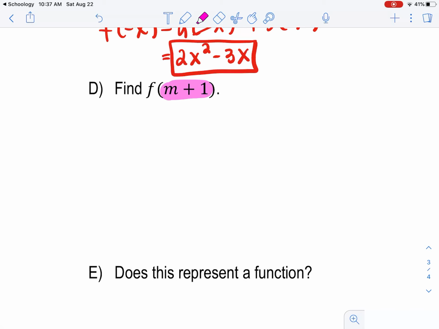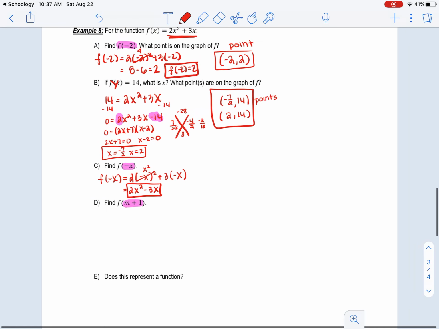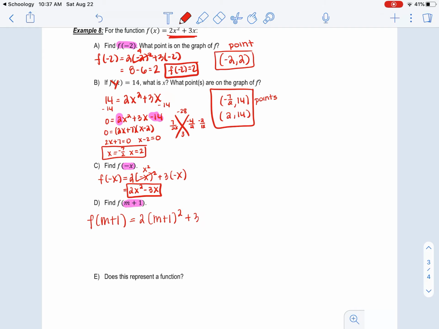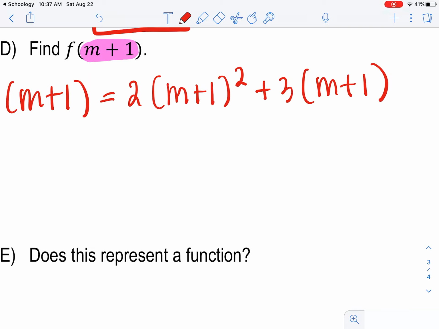All right, this says plug in m plus 1, right? So f of m plus 1 means plug in m plus 1. Once again, you're not going to get a number answer if you're plugging in a variable. So your m is still going to be in your answer. So let me go back to my equation because I keep forgetting what it is. I'm going to plug in m plus 1. F of m plus 1. Okay, so I have 2 times m plus 1 quantity squared plus 3 times m plus 1. All right, so the only thing I have to do here is clean it up.